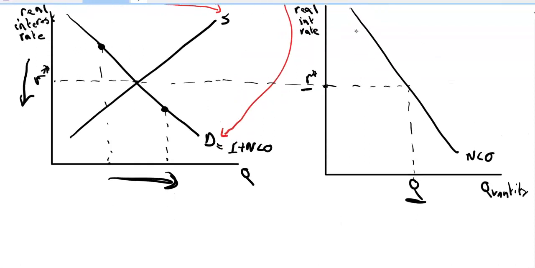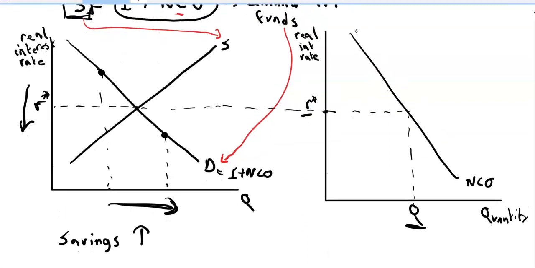Now let's say we are looking at a couple of scenarios. Let's say that for some reason people are saving more in the country, so savings increase. If savings are increasing, more people are not spending as much, so savings will shift to the right. If savings shifts to the right, demand for loanable funds stays the same, so my interest rates will decline.